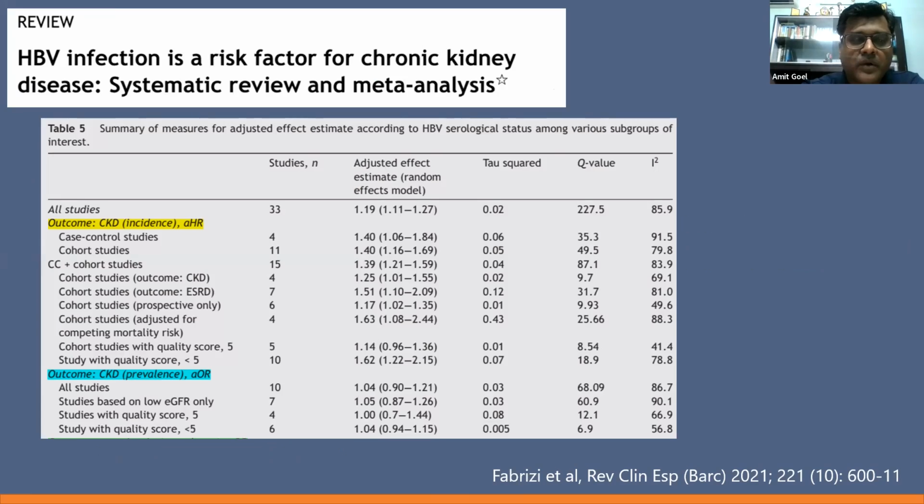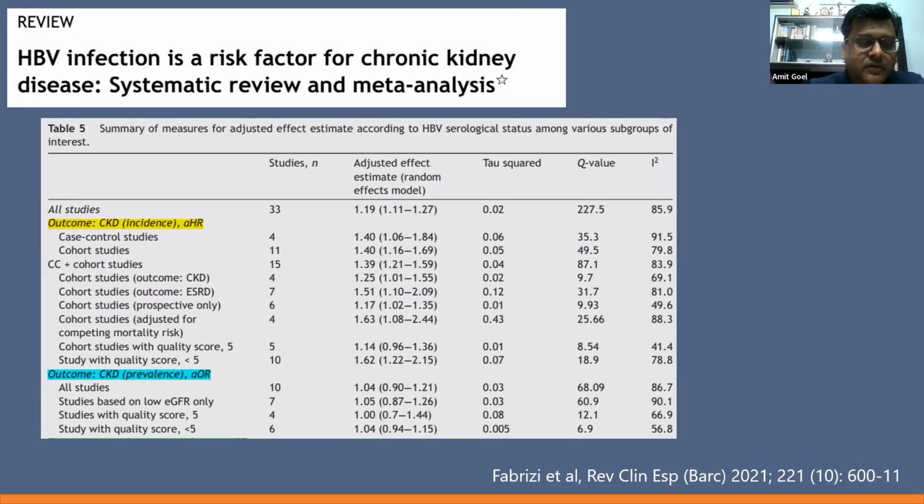Different types of studies you can see here, they have included, and the incidence of chronic kidney disease in HBV infected population was approximately 1.4 times as compared to non-HBV population. But the prevalence was not different. The reason for this difference could be that incidence is measured in cohort studies which are better quality, better organized, and prevalence is measured with cross-sectional studies where we are not following the patient, and just measuring the outcome parameter in one go. And they are not considered to be of that good quality.